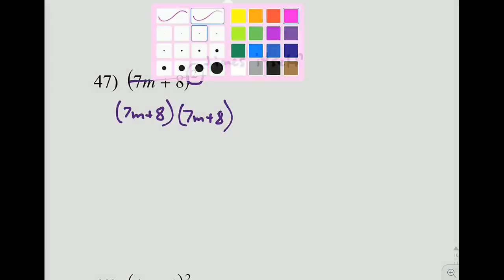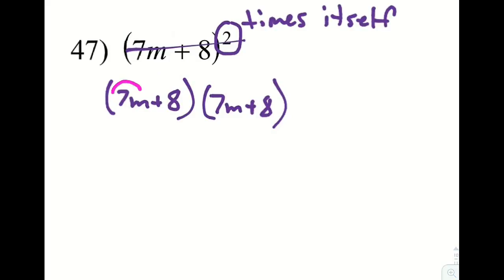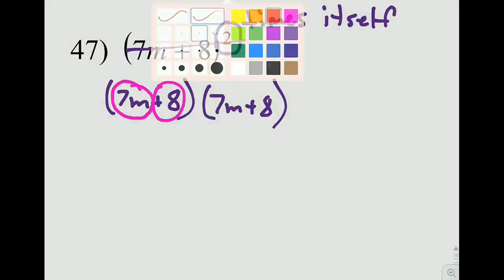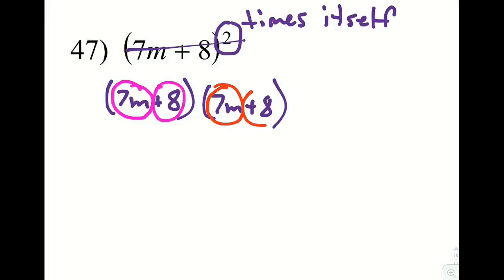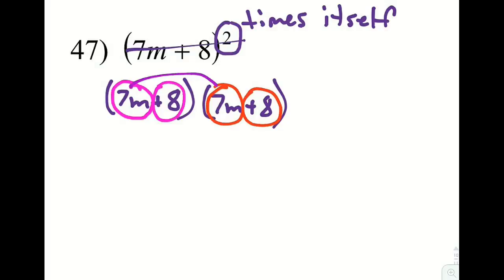We treat it like a normal double distribution problem, meaning that we circle our terms, circle our chunks, and then we distribute across those. So we have a 7m times a 7m. 7 times 7 is 49. m times m is m squared. We have a 7m times an 8. 7 times 8 is 56.